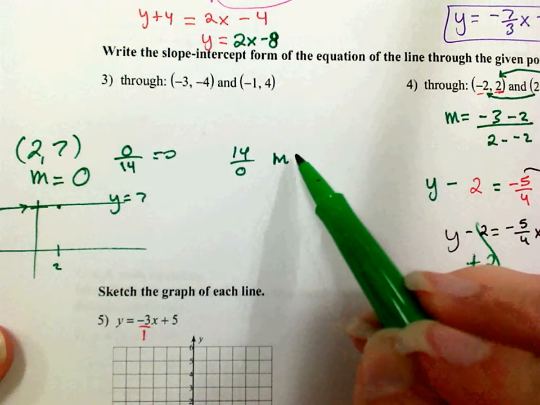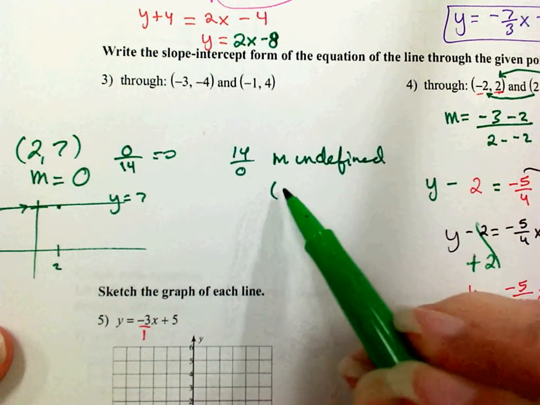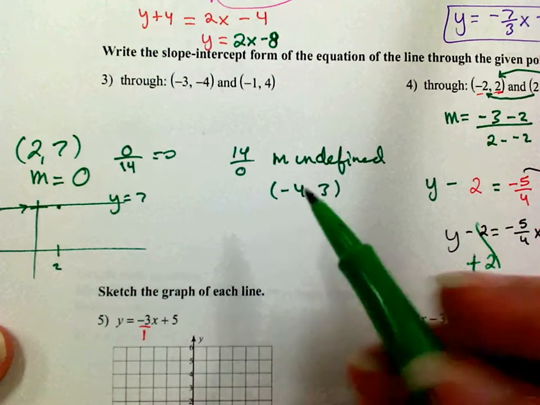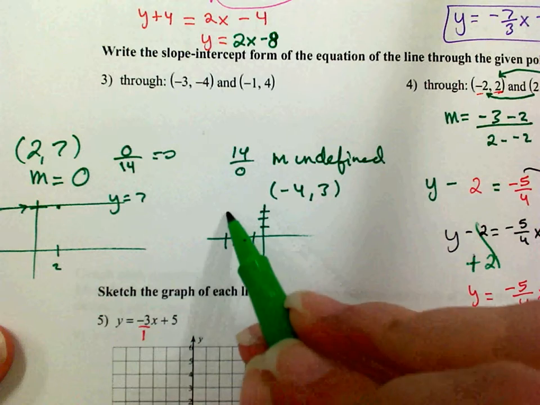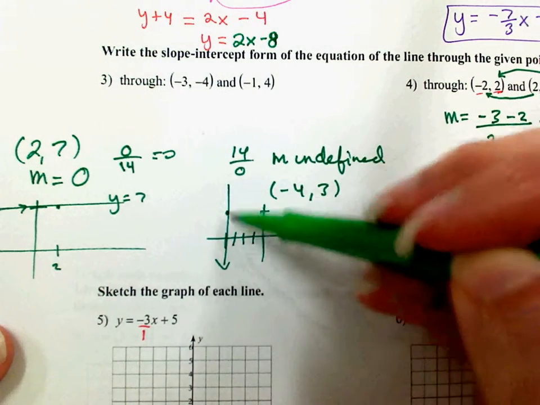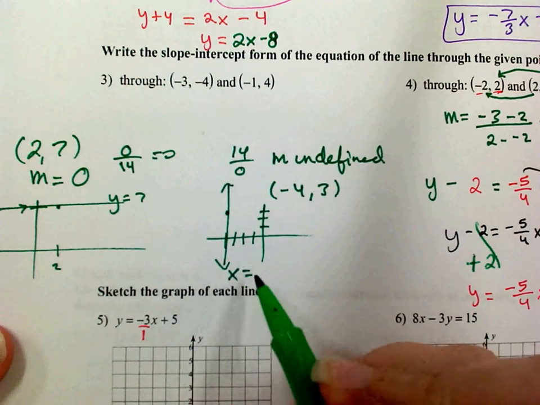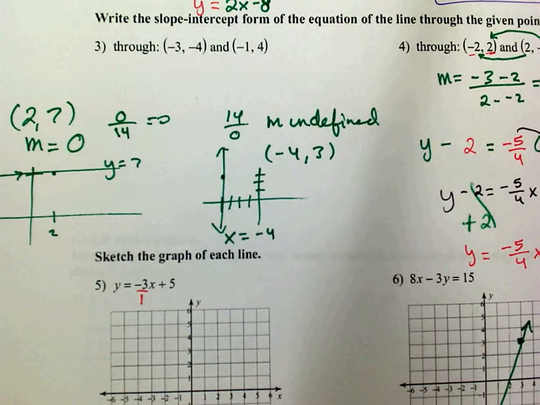Slope is undefined. So if you're going through the point (-4, 3), what kind of line has an undefined slope? So what would the equation be? x equals negative 4. Okay? So don't forget that.